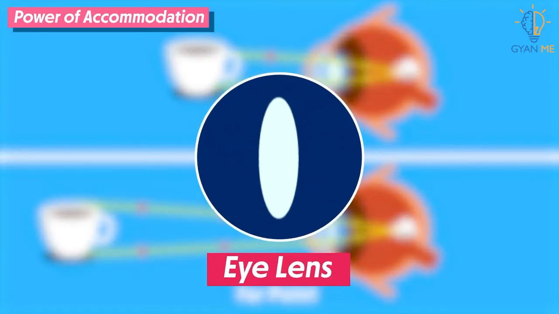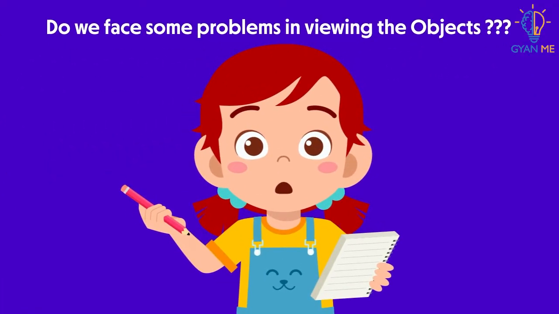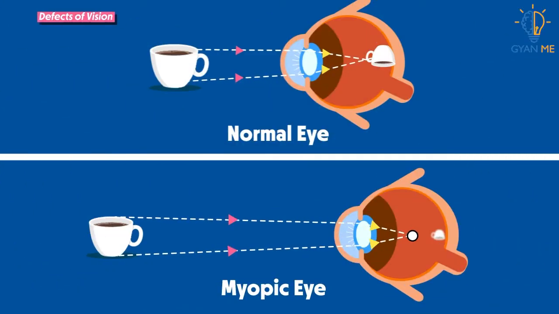But what if the lens cannot become thick or thin? When it loses its ability to change its shape, do we face some problems in viewing objects? Yes, we call these conditions defects of vision. As a result, we can't see either distant or close objects clearly. The vision becomes blurry due to refractive defects of the eye.